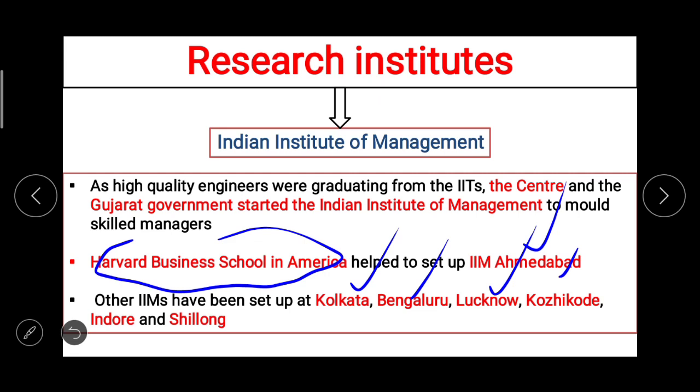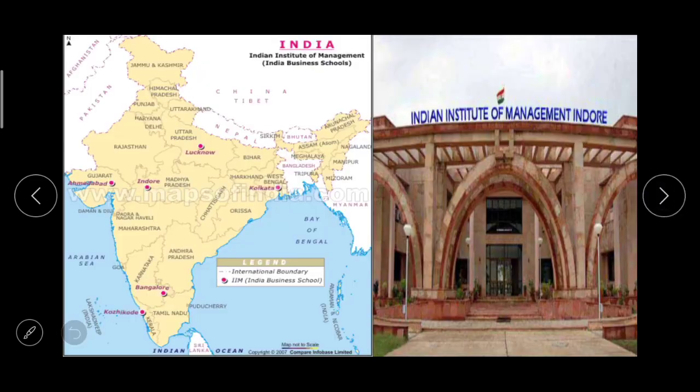So this was all about the research institutes in the field of engineering. I'll talk about the National Institute of Design, but before that you can go through this map. Indian Institute of Management, that is India Business Schools: Ahmedabad, Bangalore, Kozhikode, Lucknow, Indore, Kolkata.